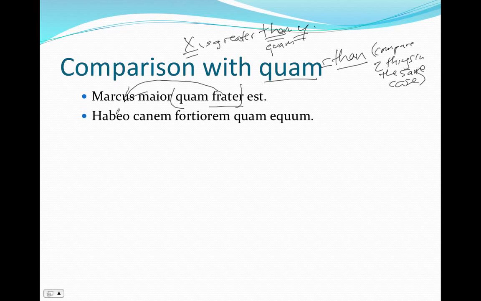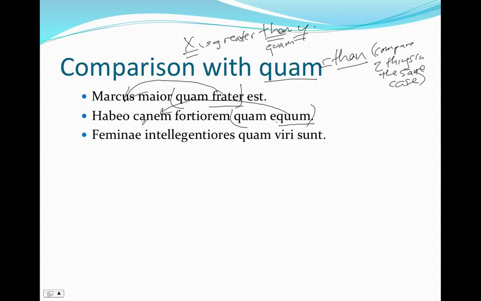Or in our sentence, habeo canem fortiorum quam equum. I have a dog stronger than a horse. Now notice equum, so here's our than a horse. Equum is accusative because we're comparing the equum to the canem, an accusative to an accusative. Or, again in our other example sentence, Feminae intelligentiores quam viri sunt. Women are more intelligent quam viri than men. Viri is nominative because we're comparing the men to the women.